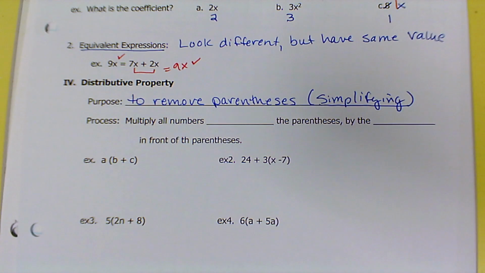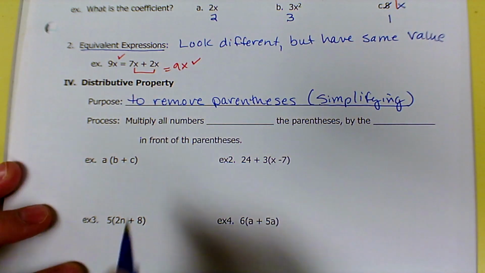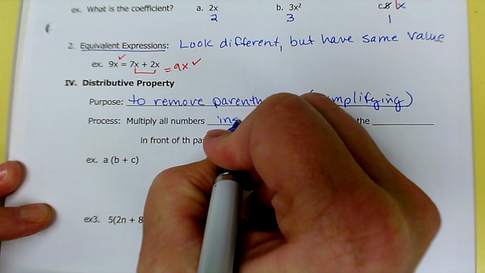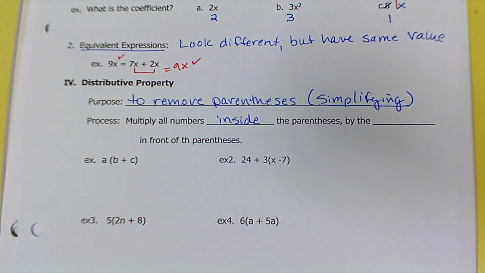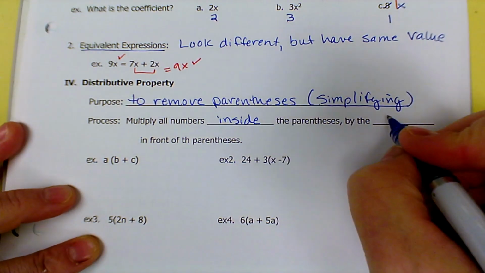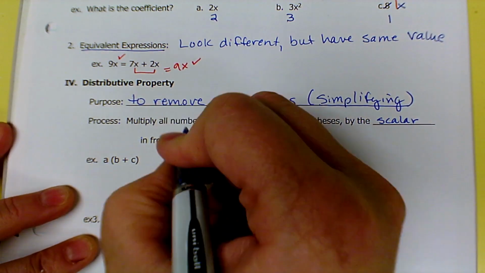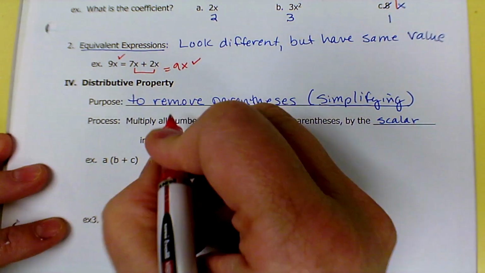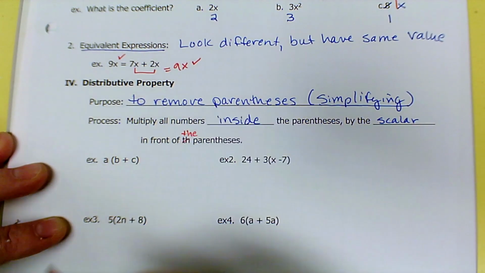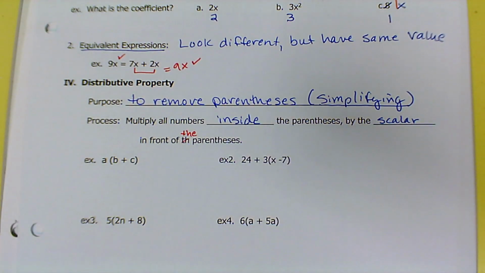Okay, process, what do you do? You multiply all numbers inside the parentheses by the scalar in front of the parentheses, and the word "the" needs an E. There you go, in front of the parentheses.